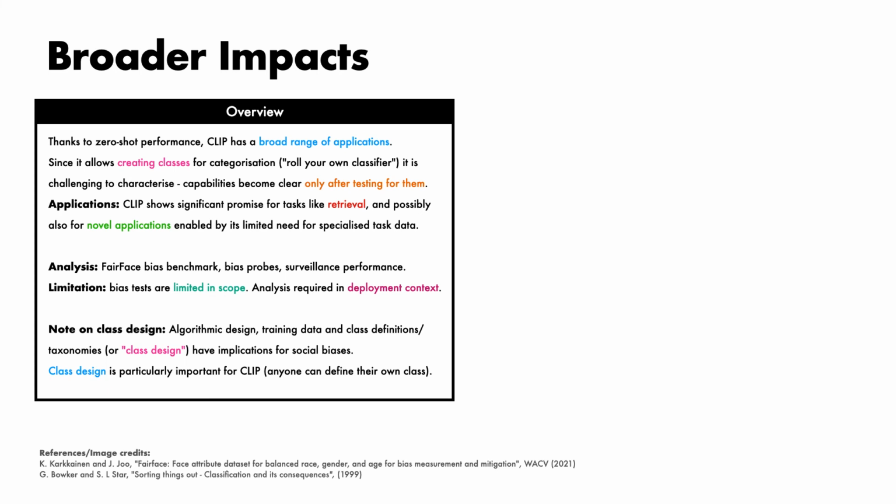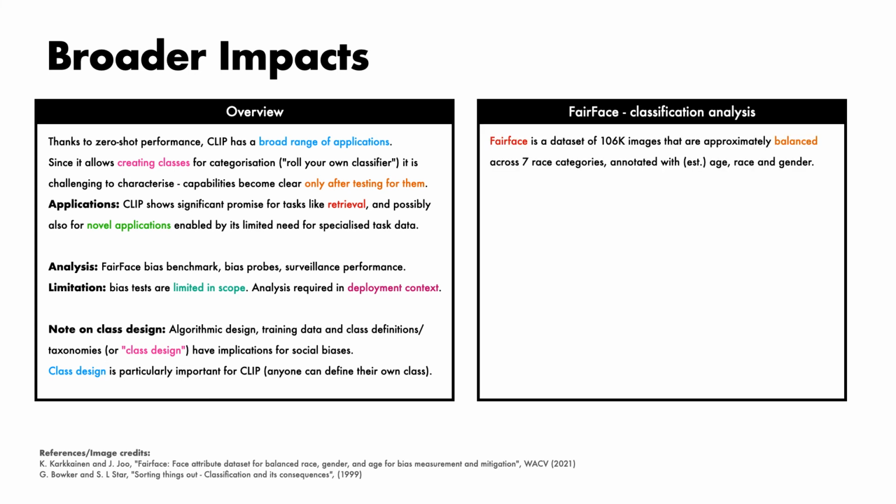To begin their analysis, the authors conduct experiments on Fairface, a dataset of 106,000 images that are approximately balanced across 7 race categories, with images that have been annotated with estimated age, race, and gender. On this dataset, they find that CLIP features with a linear probe mostly outperforms existing baselines on race, gender, and age classification, with zero-shot CLIP achieving more mixed results.